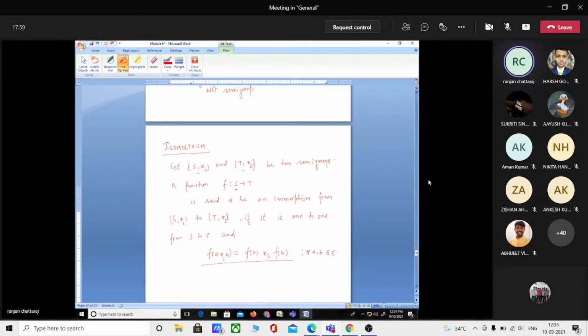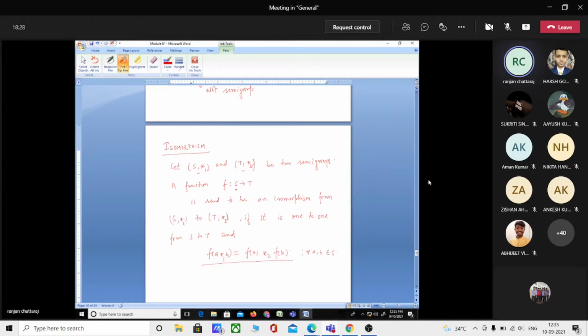So this is isomorphism. We define the isomorphism from semigroup to semigroup. Similarly, we can define the isomorphism from any algebraic structure to any algebraic structure. It is not restricted to semigroups only. But right now, we consider the two algebraic structures as semigroups. So S asterisk 1 and T asterisk 2 are the two semigroups.